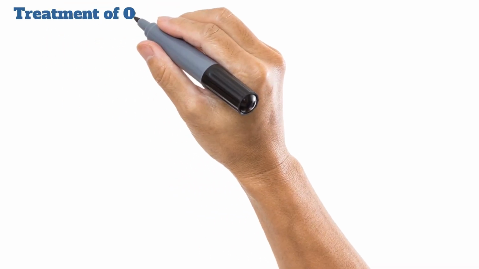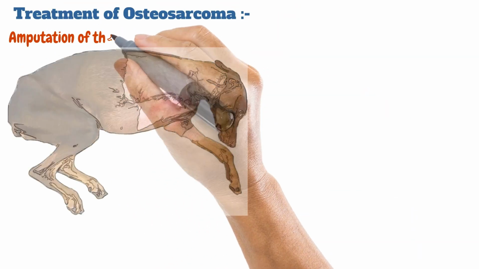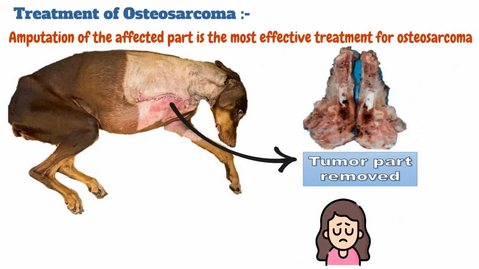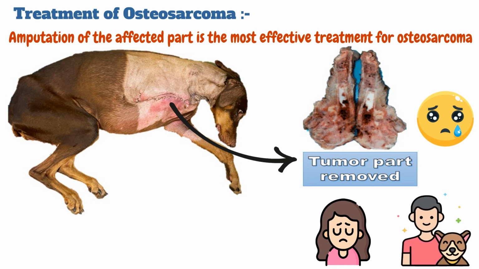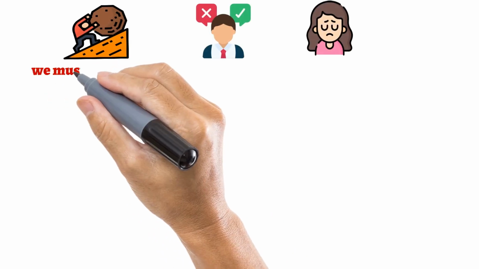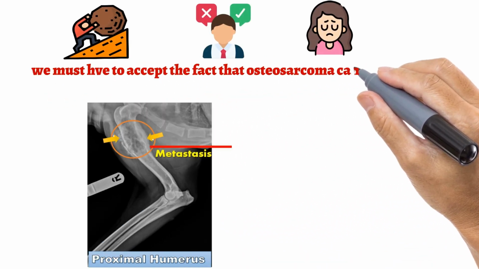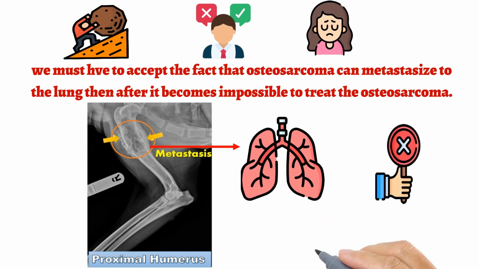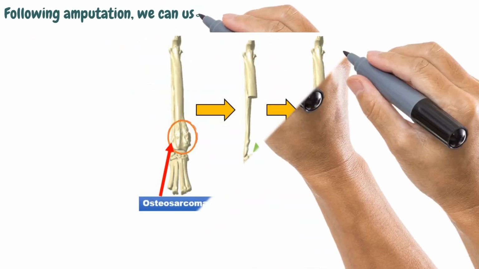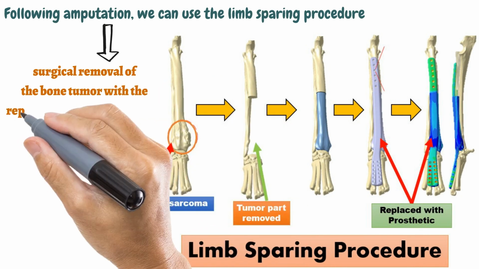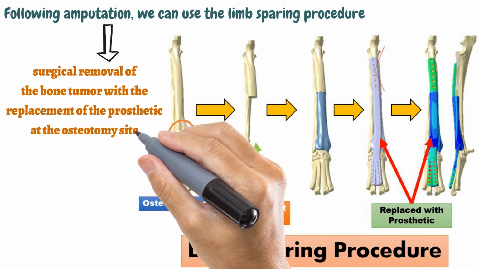Finally, let's understand the treatment aspect. Amputation of the affected part is the most effective treatment for osteosarcoma. I know it is very unappealing for you and most owners, but most dogs do very well after the amputation. It is a very hard decision to take, I know, but we must accept the fact that osteosarcoma can metastasize to the lung, and after that it becomes impossible to treat the osteosarcoma. Following amputation, we can use the limb sparing procedure, which includes surgical removal of the bone tumor with replacement of a prosthetic at the osteotomy site.